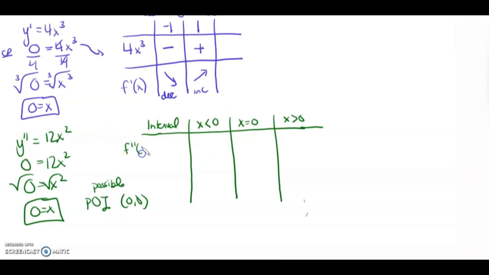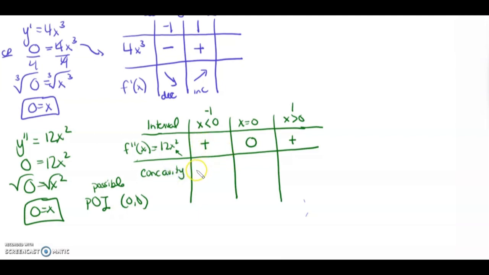So our f double prime at x, which is 12x squared, let's go ahead and sub in a number. So we're going to sub in -1. Okay, we get positive. When we sub in 0, we do get 0. And then we sub in, say, 1, and we get a positive again. Okay, so what can we conclude? And I always underline this because this right here could be 3 or 4 lines, depending on how big the polynomial is. So concavity.